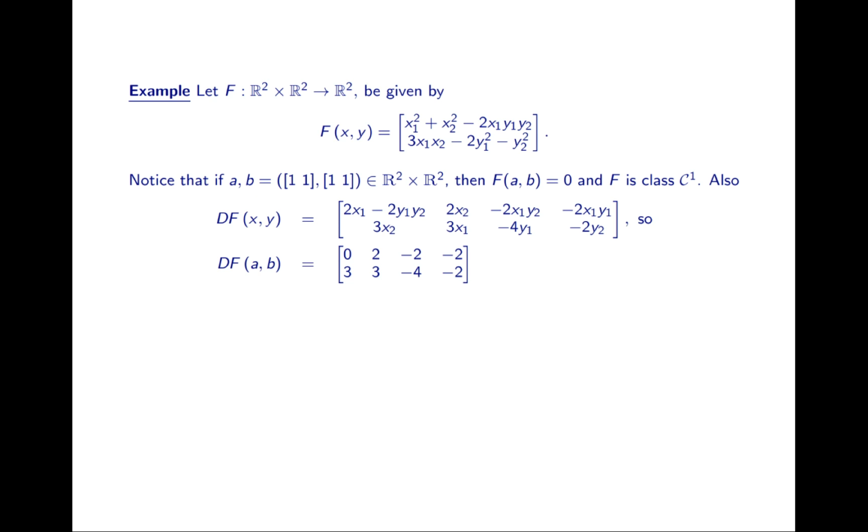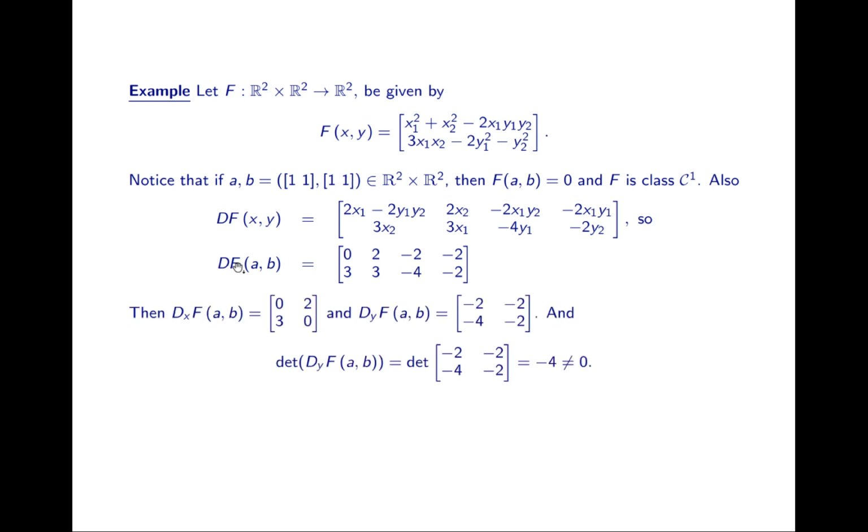So if I take the derivative of f and evaluate at this ordered pair of vectors, in other words, x1 is 1, x2 is 1, y1 is 1, y2 is 1, I get this matrix. Now, the derivative of f with respect to x, that's this first 2 by 2 block. Evaluated at this ordered pair, I get this 2 by 2 block. And the derivative of f with respect to y is this 2 by 2 block. If I evaluate at the ordered pair of (1, 1) and (1, 1), I get this 2 by 2 block.